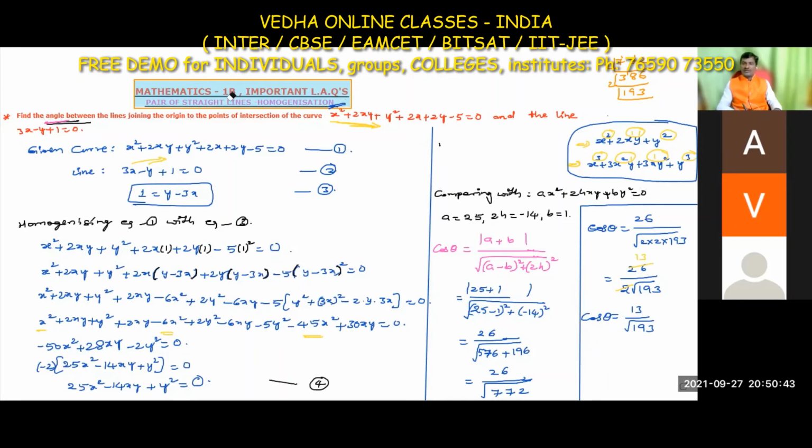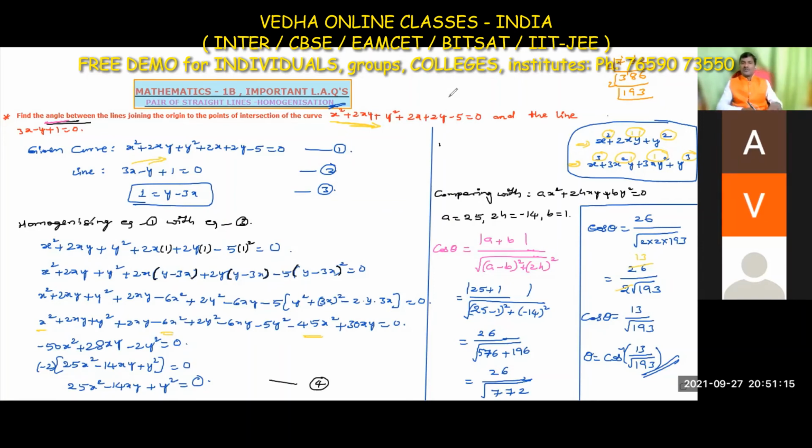Okay, so now what is the question here? He is asking the angle between the lines joining the origin to the points of intersection of the curve and the line. So write the theta value. Theta is equal to cos inverse of 13 divided by under root of 193. This is a method, and this is a very easy and important compulsory question we are going to get from this method.